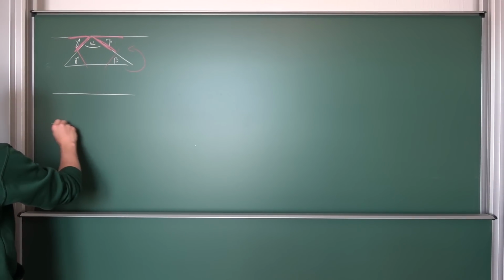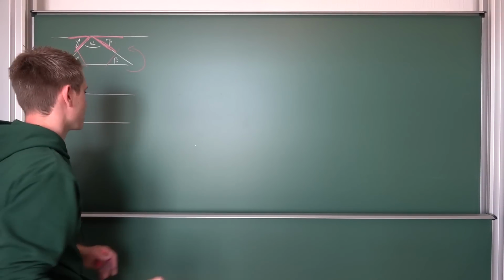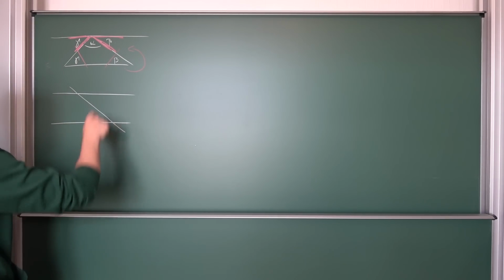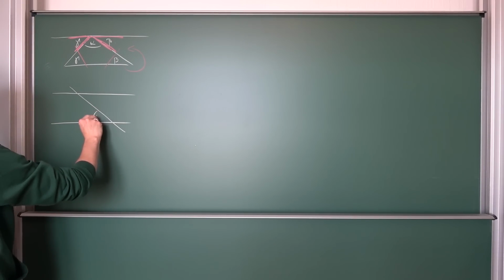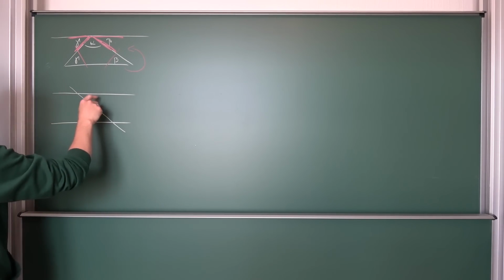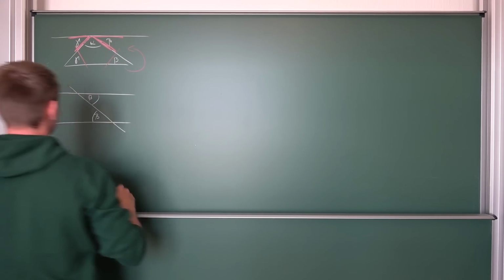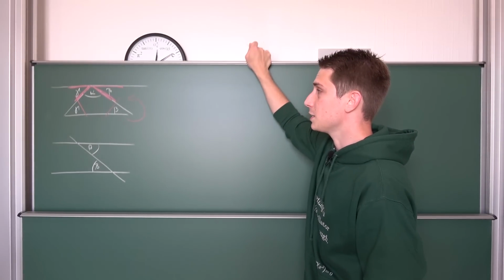So if we have two parallel lines, and this is just a special case of this, and we put a straight line through it, then for example, if we have our angle beta here, then the angle on the opposite side of the line is going to be the same angle yet again, beta. And this is what we basically did here.